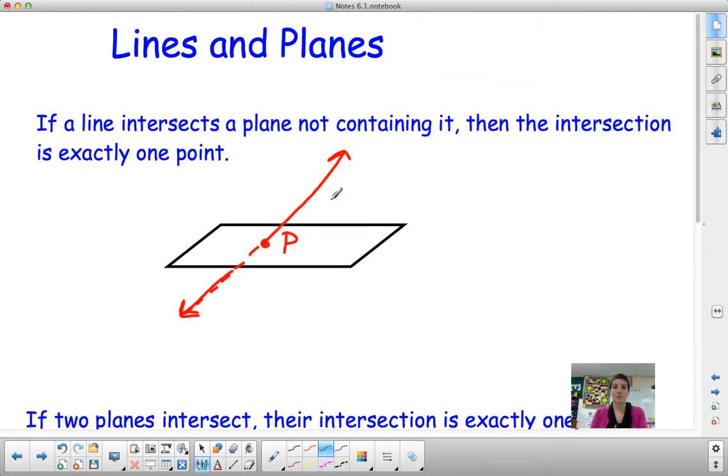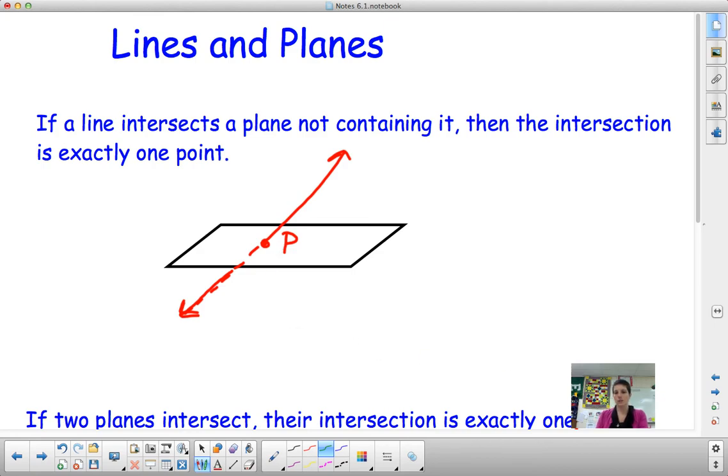So, lines and planes. If a line intersects a plane not containing it, then the intersection is exactly 1 point. So think of it in terms of a surface, right? Here's a plane, and a line intersects a plane means that it's going to go through it. And the only thing that can happen, no matter how I turn that line, is that it has exactly one point that touches the plane. So that no matter what happens, I end up with a point P as an intersection point.